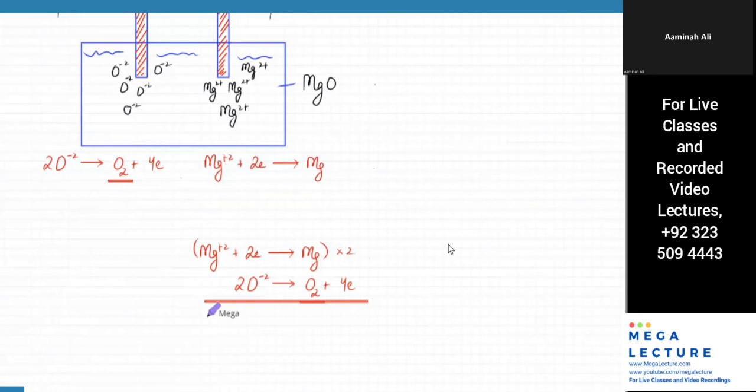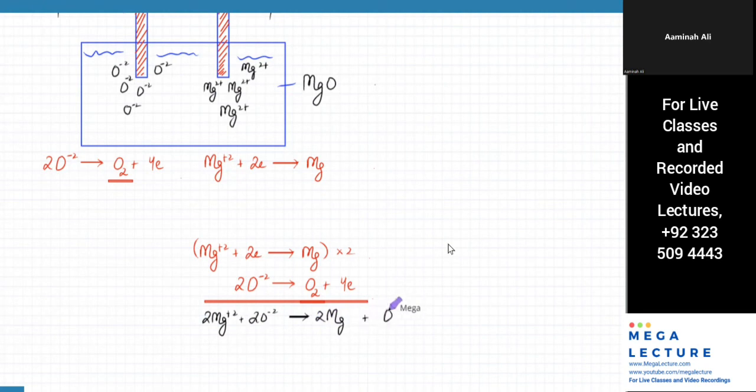And the overall equation would be 2Mg2+ and, at the bottom, 2O2-. And the products at the different electrodes would be: on one electrode, 2Mg is going to be produced, and on the other one, O2, right? Yes, sir. So that's about it.